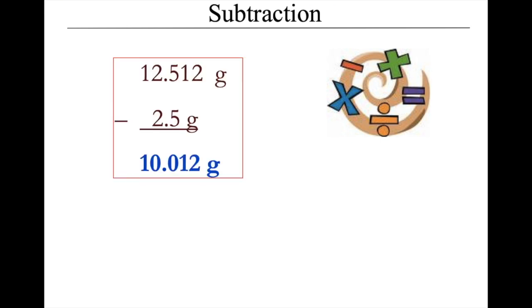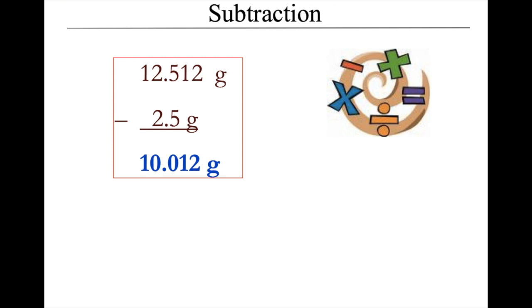Our final example today is a subtraction example. So we have 2 measurements here, and we have subtracted those 2 measurements from each other. And we have a difference of 10.012 grams. The subtraction rule is the same as the addition rule. Our first measurement has 5 significant figures, but it goes out to the thousandths place. Our second measurement has 2 significant figures, but it goes out to the tenths place.